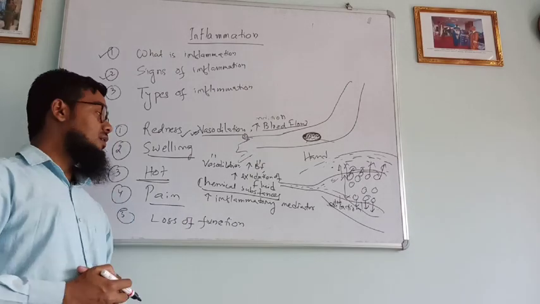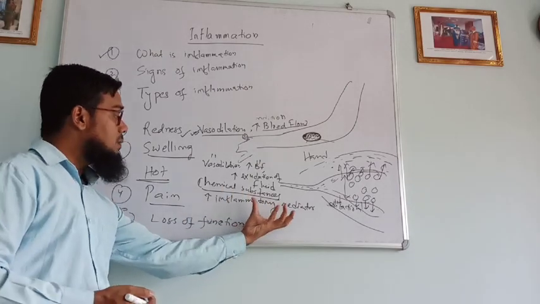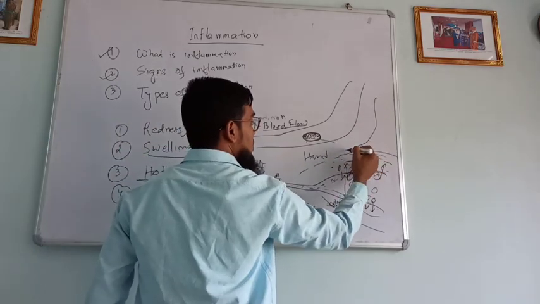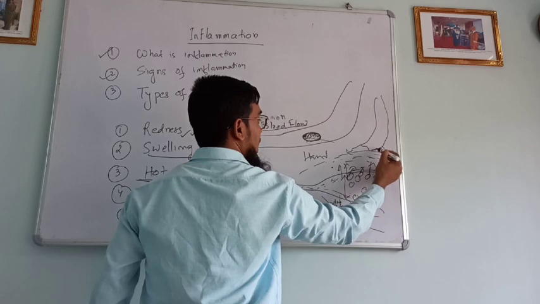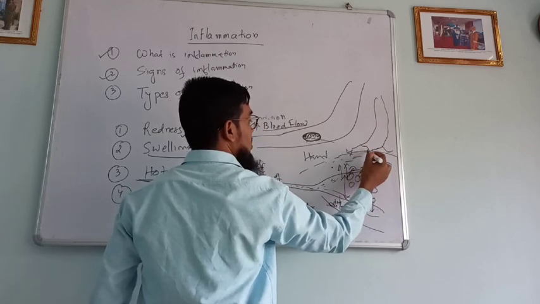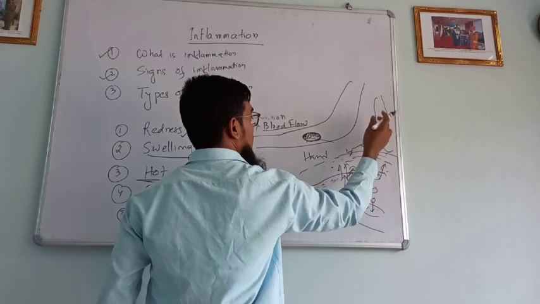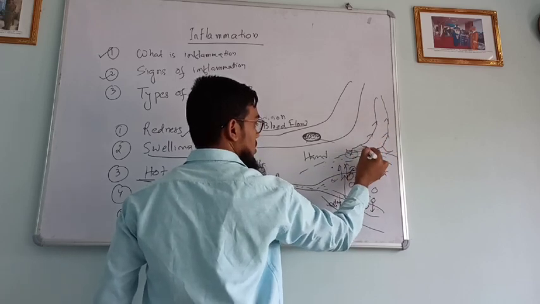What is the pain? Some inflammatory mediators will be there, and from here nerves are connected, and due to these inflammatory mediators and this nerve, the afferent nerve will get, due to the inflammatory mediator here, what will happen?